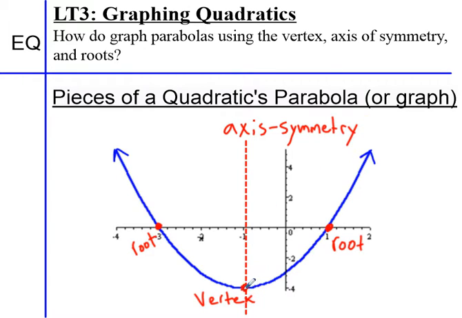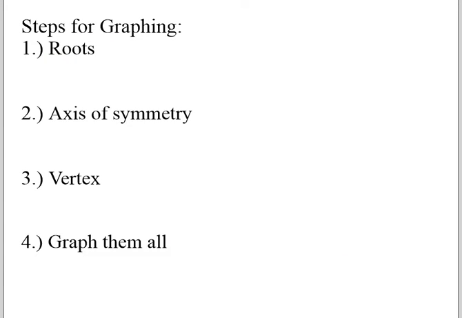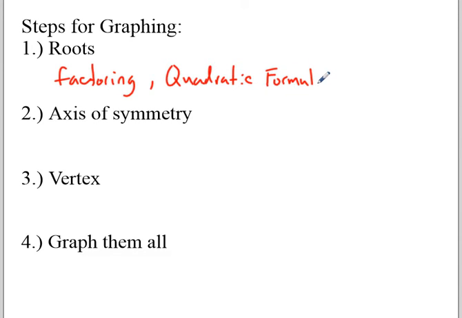Once you find the vertex, the axis of symmetry, and the 2 roots, you should be able to correctly draw the parabola through all those pieces. Here's some steps for graphing. Finding roots. Our most common way to find roots is factoring. Or we might also use the quadratic formula. Either way you find the roots, it's still a matter of solving.